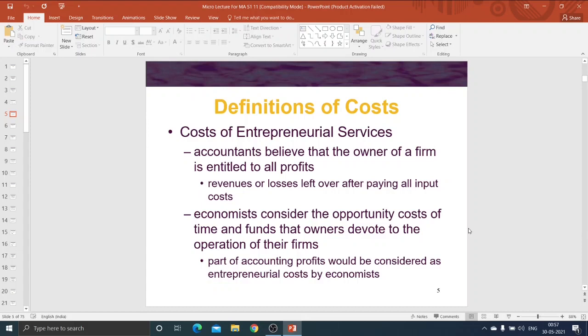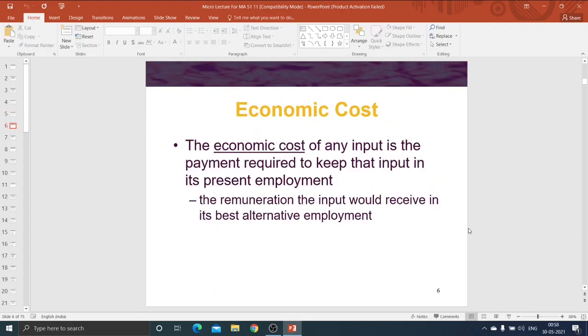Accountants believe that the owner of the firm is entitled to all profits, that is, the revenue left over after paying the input costs is what is called the profit. But for economists, it is not the case. Economists consider the opportunity cost of time and funds that owners devote to the operation of their firm. So part of the accounting profit would be considered as entrepreneurial cost by economists. These are the three categories with which we normally deal.